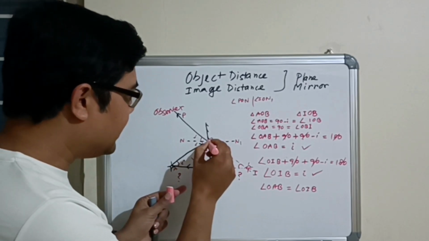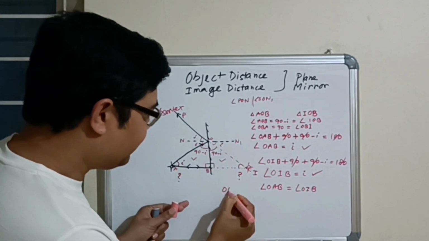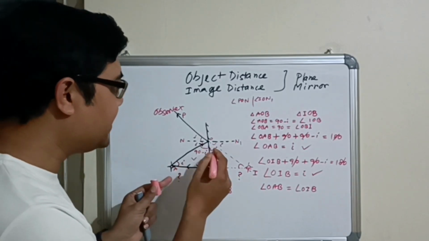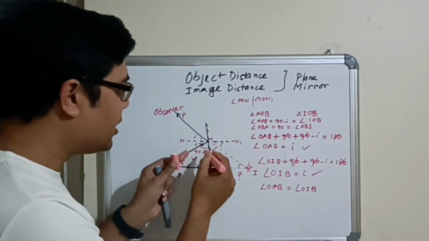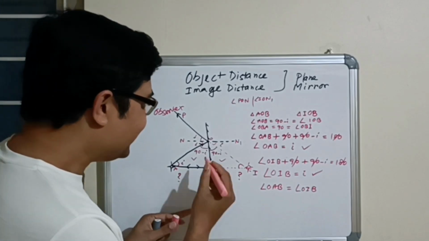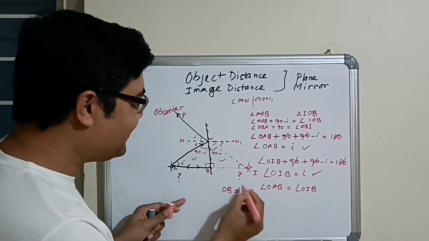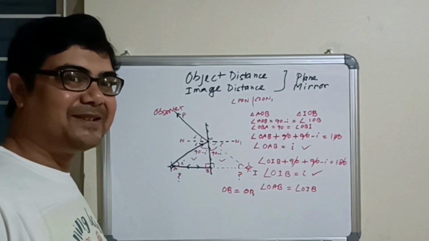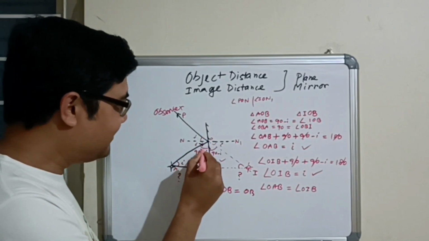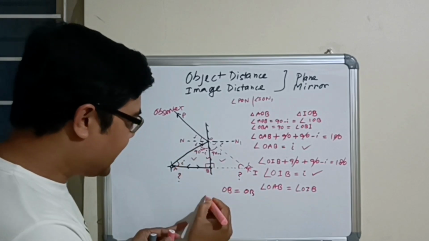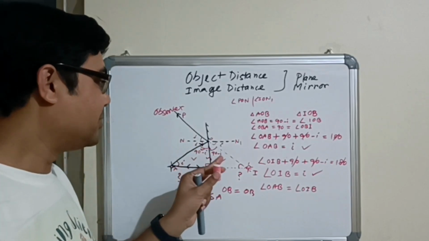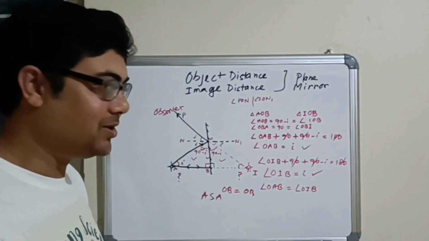Now the side OB is the common side of the two triangles, and obviously this angle and this angle are the same, and as it is the common side of these two triangles, then OB obviously will be equal for both the triangles, right? So now the angle property: angle, side, angle, ASA equal. So these two triangles are congruent.